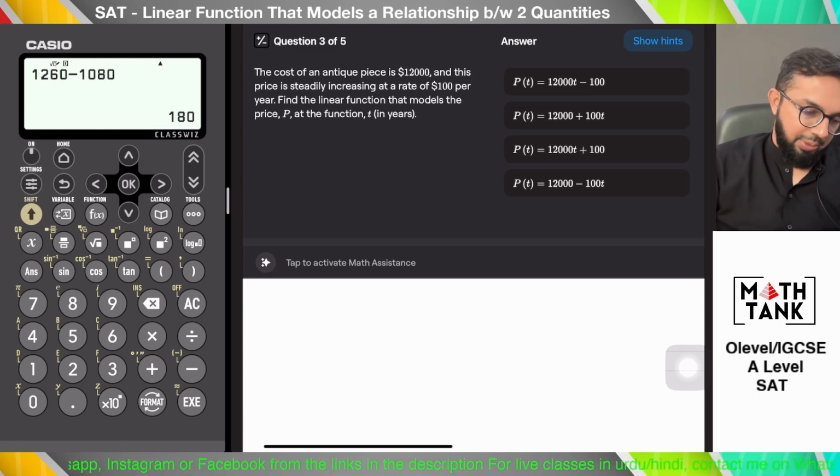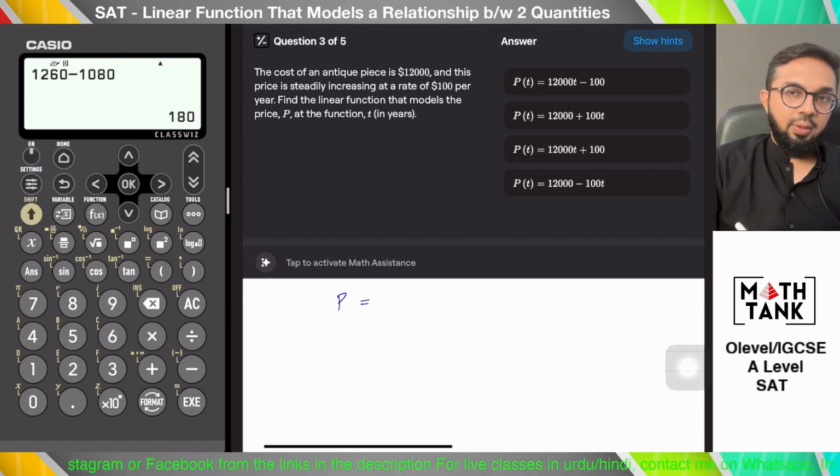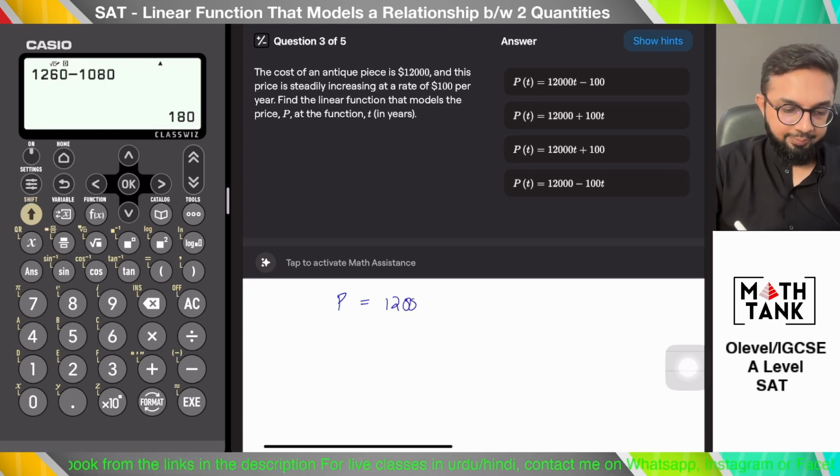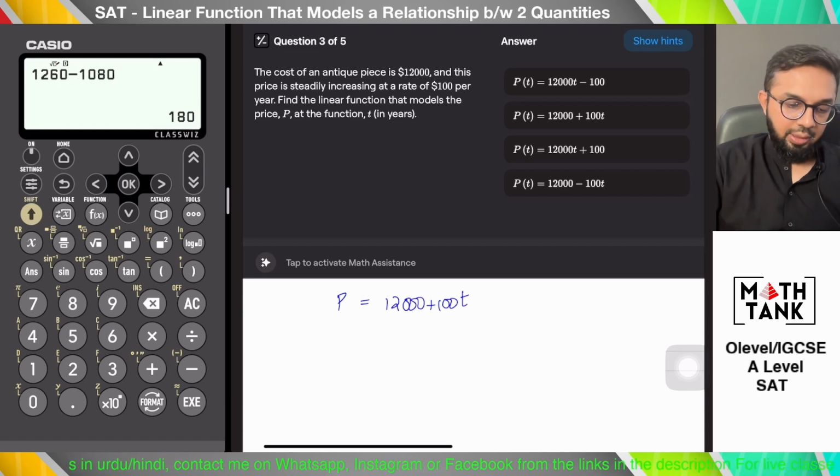The cost of an antique price is $12,000, and this price is steadily increasing at a rate of $100 per year. Find the linear function that models the price as a function of t in years. Okay, so it's 12,000 initially, and it's growing at 100 times t per year. So the gradient is 100. That should be my answer.